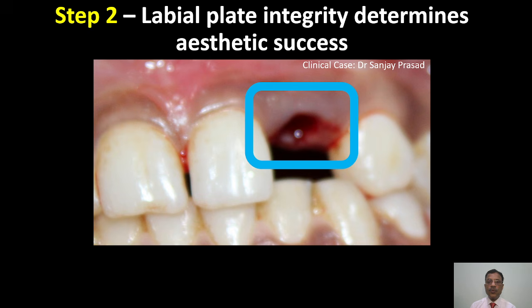So in step 2, we can see here in the clinical picture that the labial cortical plate is well preserved, and the importance of labial cortical plate is well documented. And when we do an atraumatic extraction, we have to ensure minimum damage to labial cortical plate.